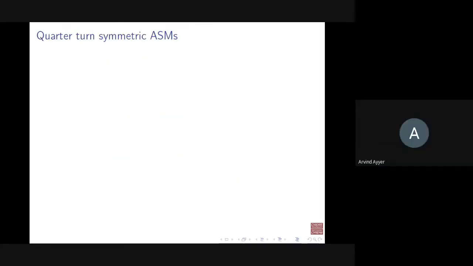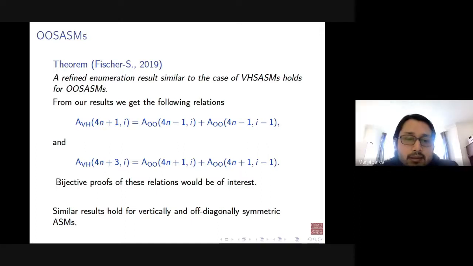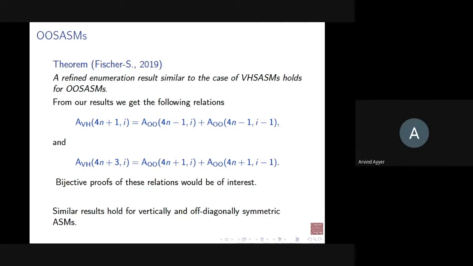Sorry, so what is the refinement here with respect to for OO? This is the first row. First, okay. Yes.